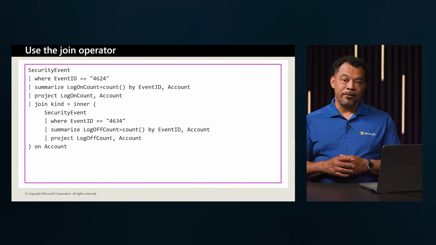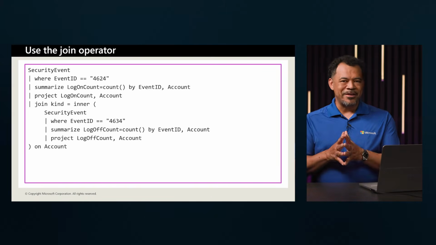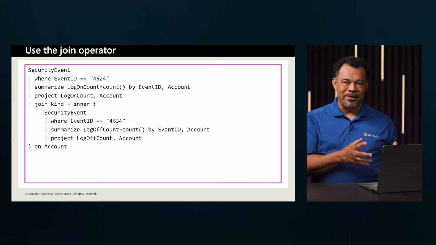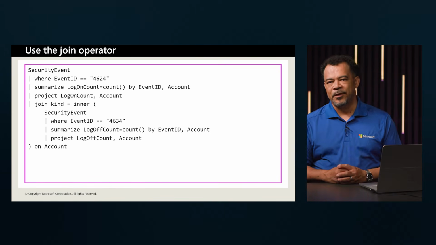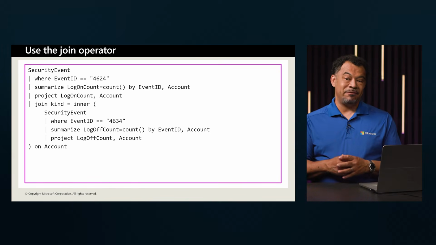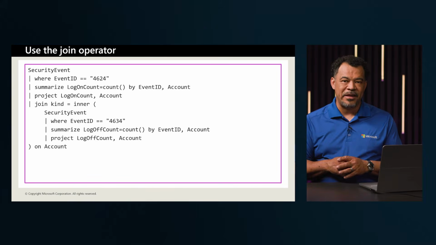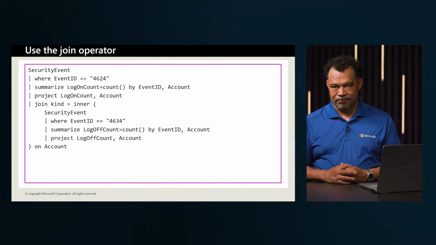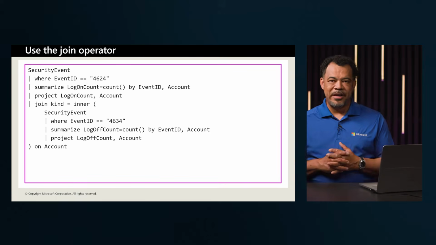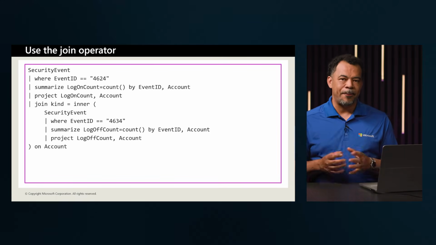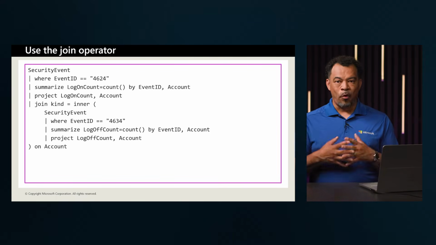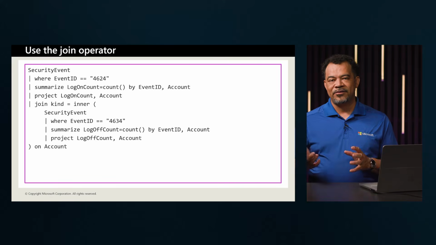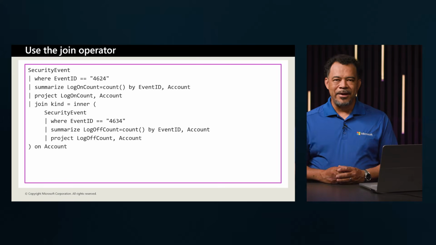The join operator in KQL is used to combine rows from two data sets based on a common field. Kind of like a VLOOKUP in Excel or a SQL join statement. In the example you see here, the query uses the join operator in KQL to correlate logon and logoff events by account. Here's a breakdown of what's happening with this example.